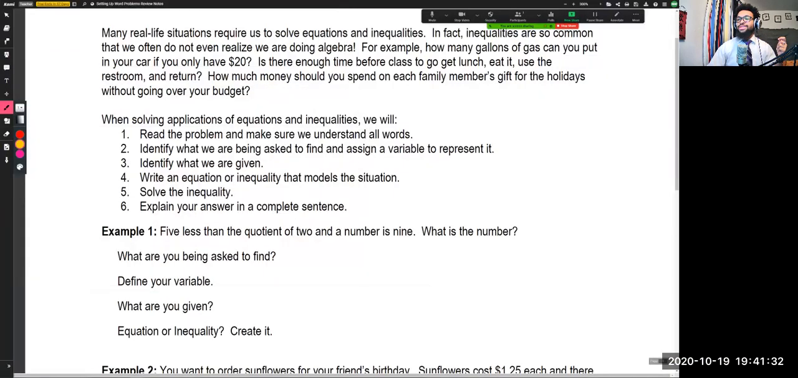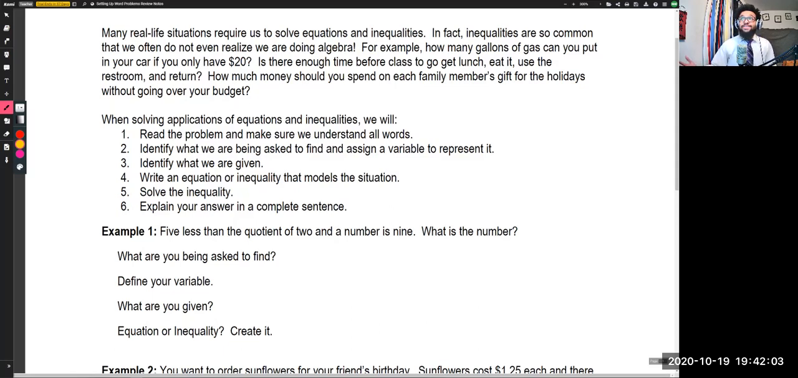All right, here you can see just kind of a quick little bit of an intro. Many real life situations require us to solve equations and inequalities. In fact, inequalities are super common. Oftentimes, you don't even realize that they're happening. For example, how many gallons of gas can you put in your car if you only have $20? That's something anybody who drives is always thinking about. Oh, okay, I got $20. How much gas can I get? That's an inequality that we can set up.